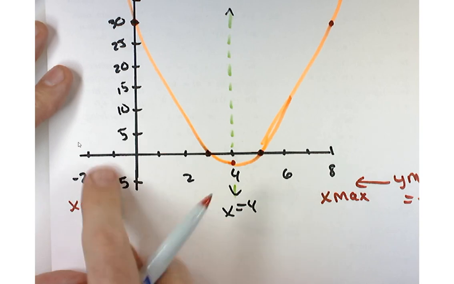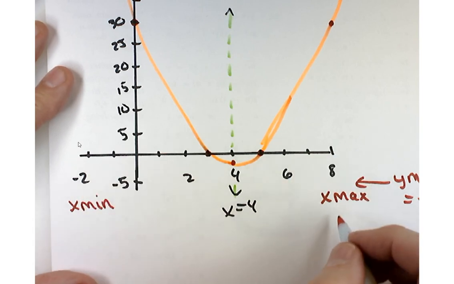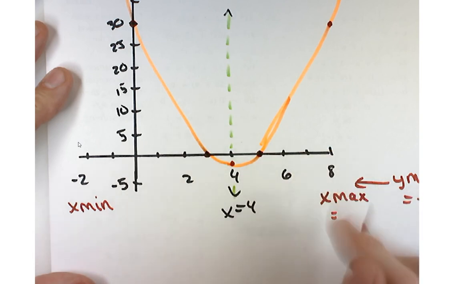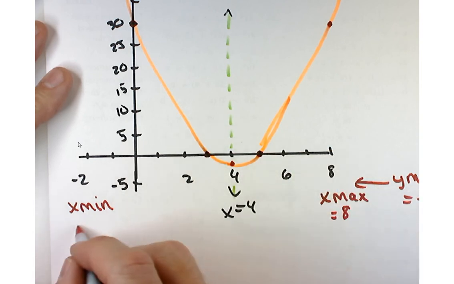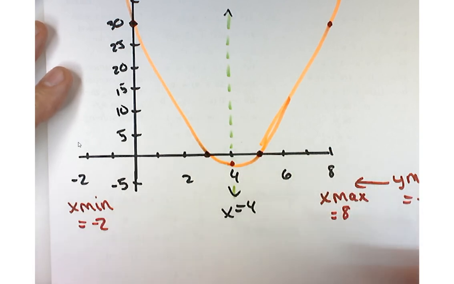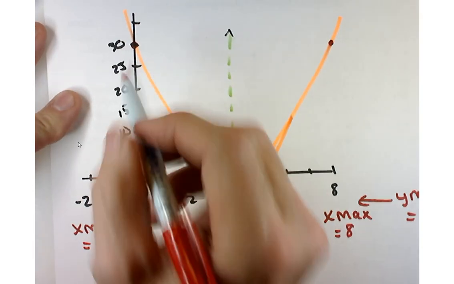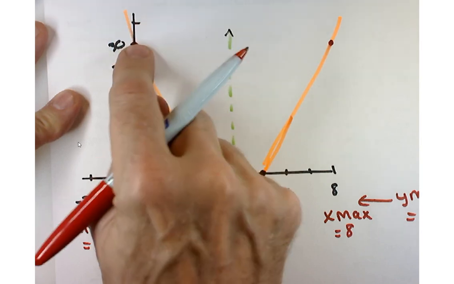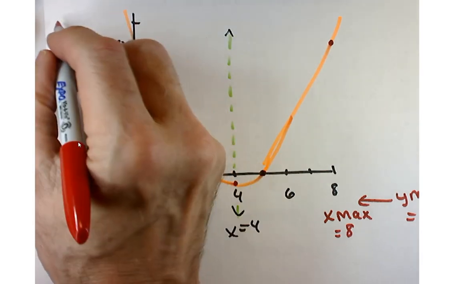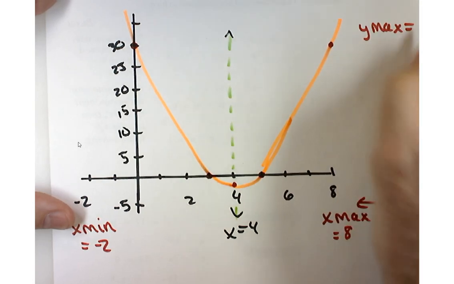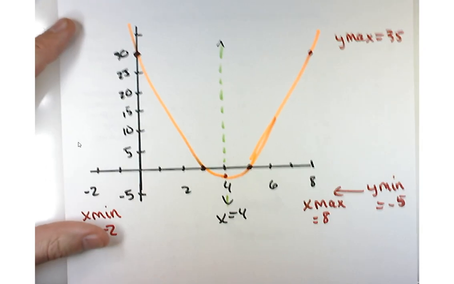What do you think x max is? How far am I going to draw this graph out to the right? On the x-axis, that'd be 8, and then -2 for the min. On the y-axis, well, you know, maybe a little bit past the 30 here, so maybe y max would be 35. That'd be a good way to do my y max.